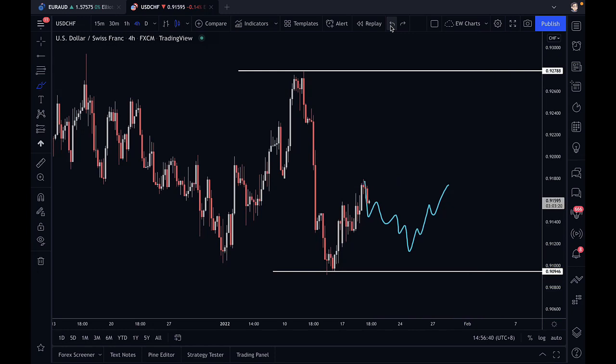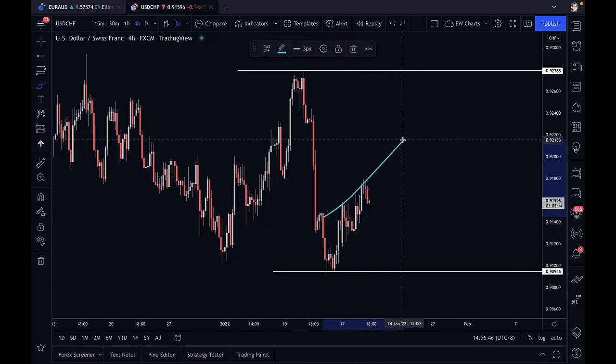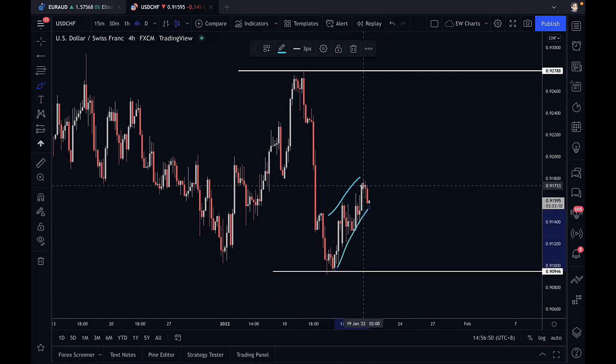So for now, if you're actually short term and would like to look for opportunity on dollar franc, that would say maybe short term, you just want to focus on the sell side, right? Something like that. So that's on dollar Swiss franc.